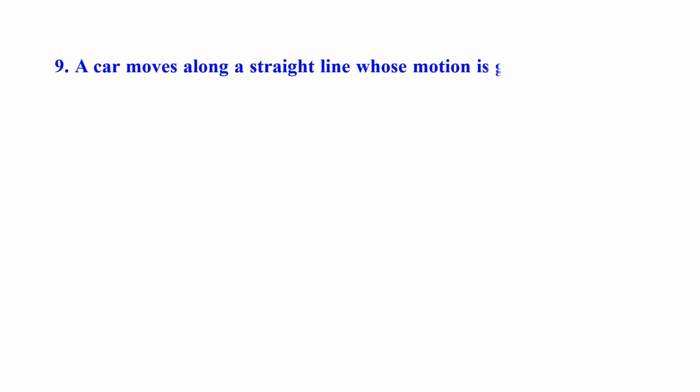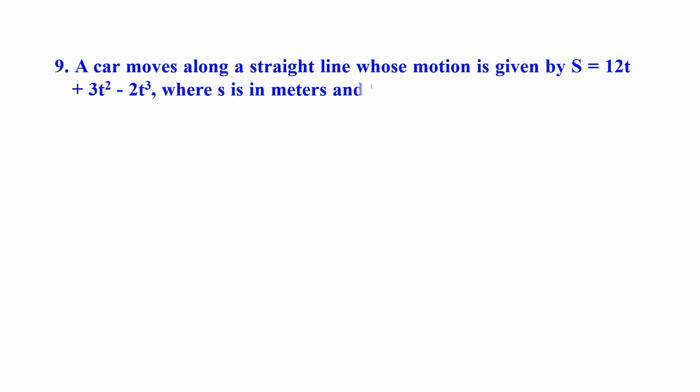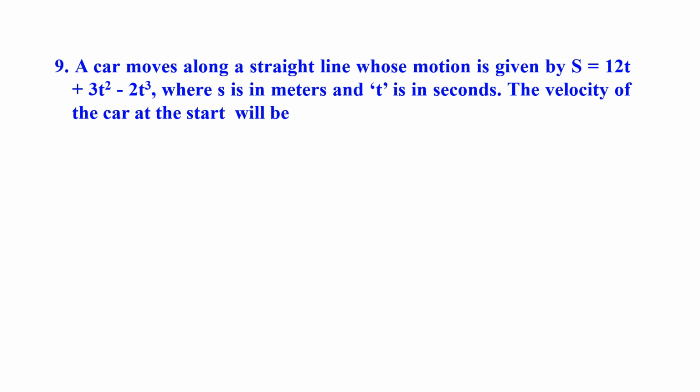Next. A car moves along a straight line whose motion is given by S is equal to 12t plus 3t square minus 2t cube, where S is in meters and t is in seconds. The velocity of the car at the start will be 7 meters per second, 9 meters per second, 12 meters per second, or 60 meters per second. Let us go to the solution.